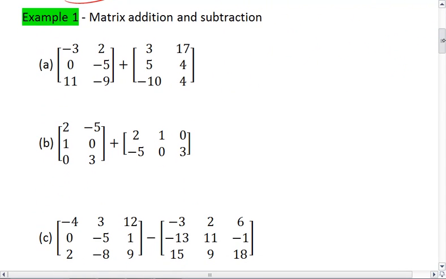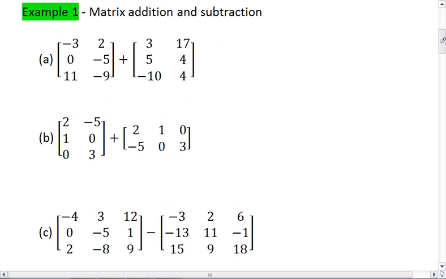Well, let's look at a couple of examples here. Go ahead and add or subtract the following matrices if you can. Take your time, pause your video, work the solutions out, and then resume when you're ready to check your answer. For part A, we notice we have a 3 by 2 matrix and a 3 by 2 matrix. So we can add them together. The resulting matrix will also be a 3 by 2 matrix.